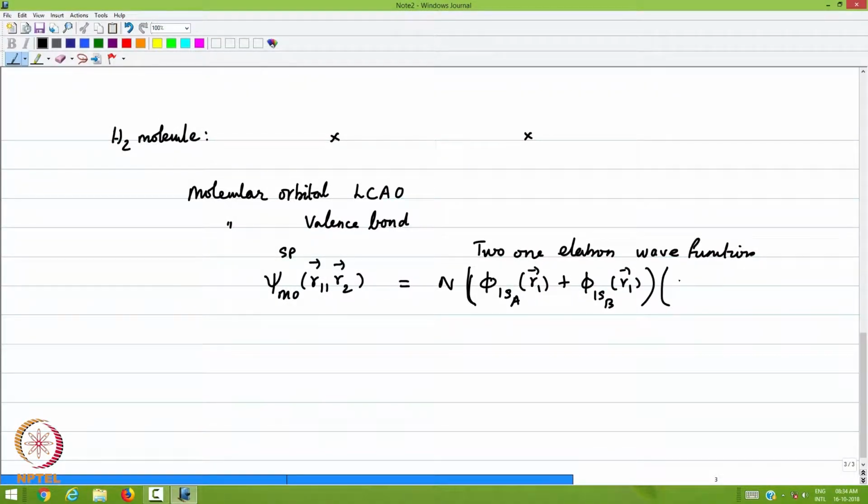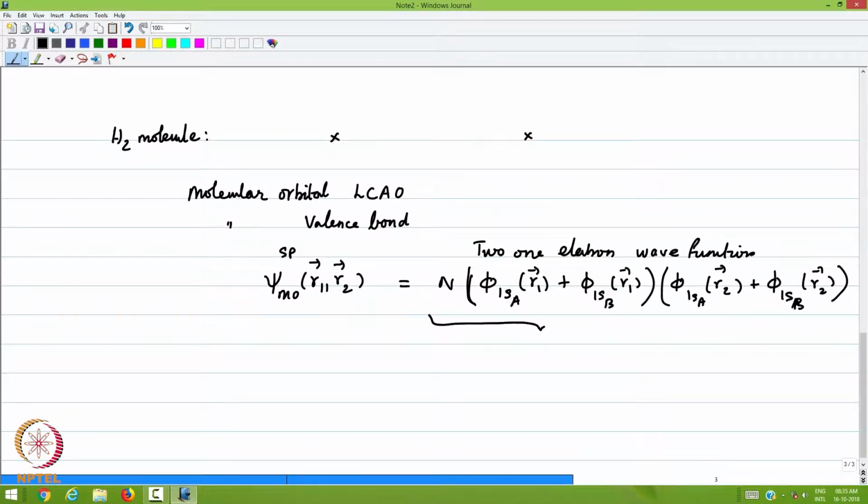But in the hydrogen molecule we have two electrons, and we assume that the electrons are not interacting very strongly, or even weakly. Then the two-electron wave function is the product of the two one-electron wave functions, and therefore you have this phi 1s A plus phi 1s B of R1, times the same for R2, which are the coordinates for the second electron, also distributed between the two nuclei.